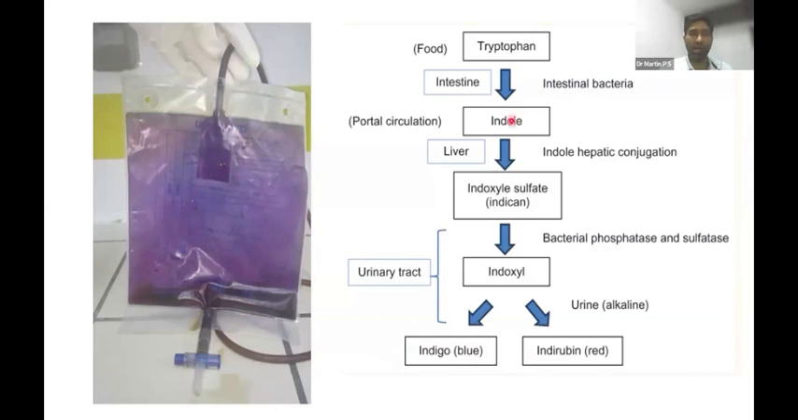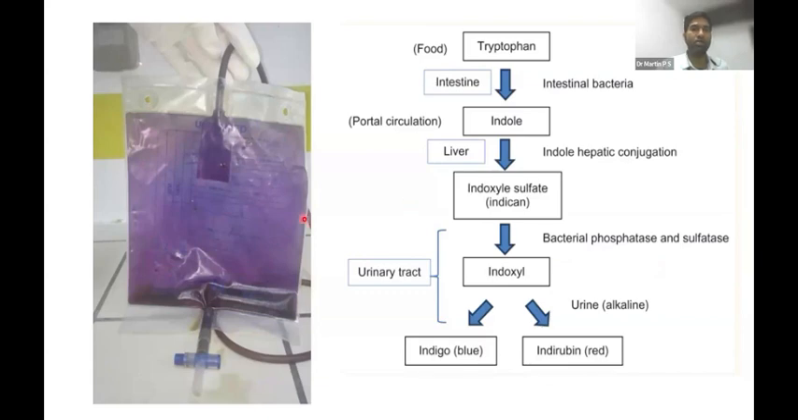So indole is formed. The indole is taken up through the portal circulation into the liver, where the indole is conjugated with sulfate by hepatic conjugation to form indoxyl sulfate, indican. This indican is then secreted into the urinary tract. In the urinary tract, the bacterial phosphatases and sulfatases convert this into indoxyl forms, which in the presence of alkaline urine become blue, which is called indigo. And sometimes, very rarely, you can get a red color also, which is called indirubin.